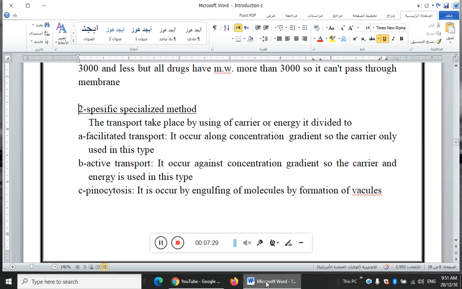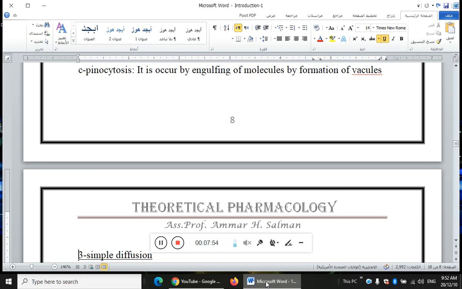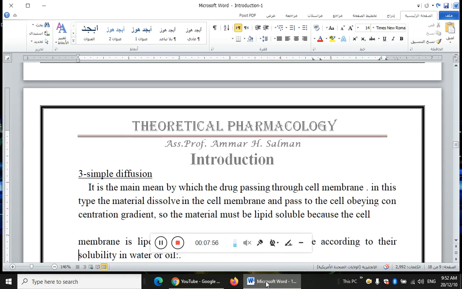The third type is pinocytosis. It occurs by engulfing the molecule by formation of vacuoles, exactly what an amoeba does to get what it needs. It engulfs the molecules and then transports the material inside the cell.